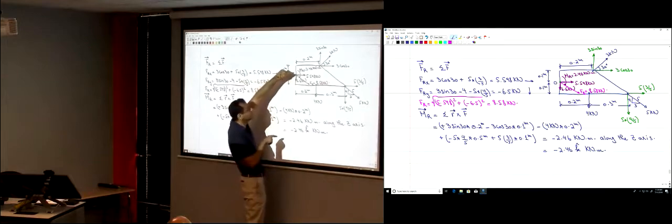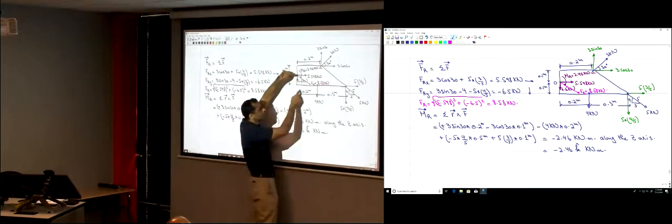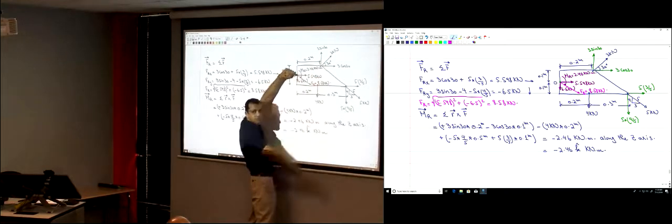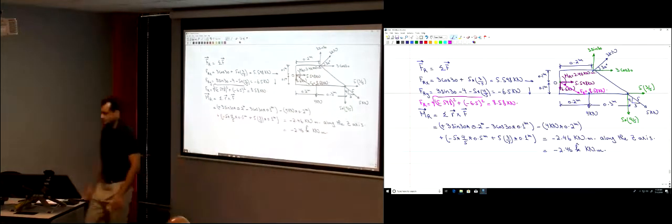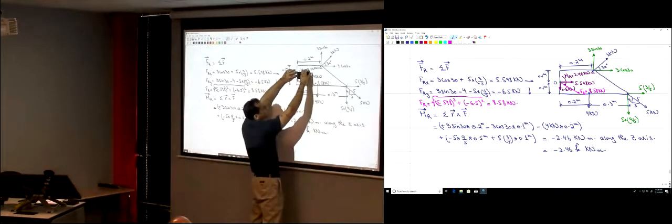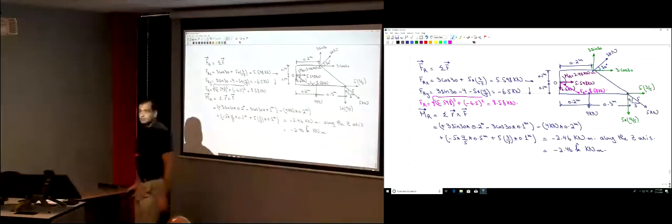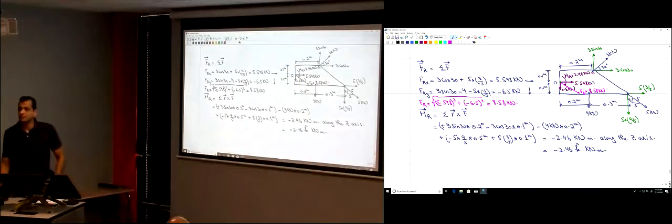Imagine I'm just putting my finger here. This is the pivot point. I'm pushing like this. How would this object rotate? Counterclockwise. It rotated like this. This is the object, this is the pivot point, and then I'm putting a horizontal force to the left. So it's rotating counterclockwise. So then counterclockwise is positive.